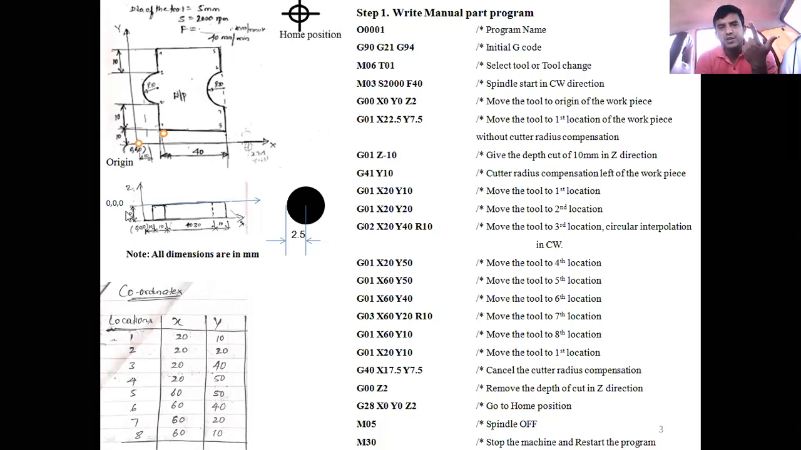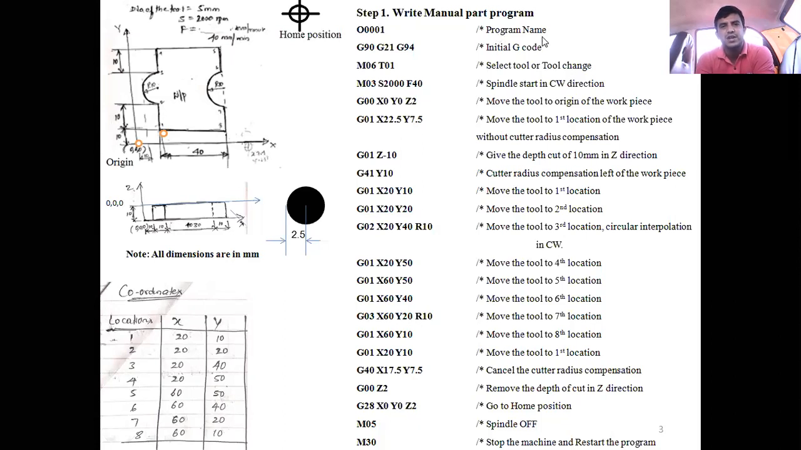Then immediately write the coordinates for each location. That depends upon the programmer. You have to give the coordinates and the location number. Here I considered the clockwise direction, that's why the location numbers are 1, 2, 3, 4 like that. For this geometry, there are 8 locations. Write the corresponding x coordinate and y coordinate. After that, how to start writing the program?